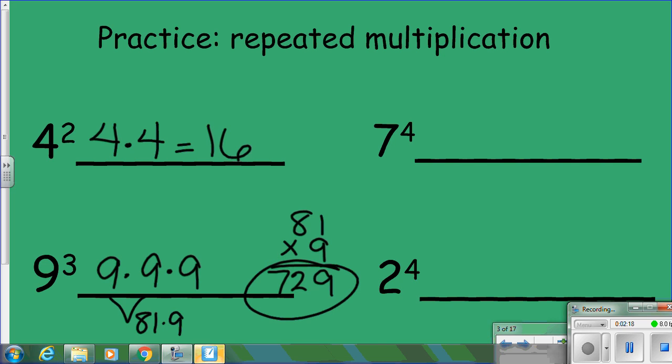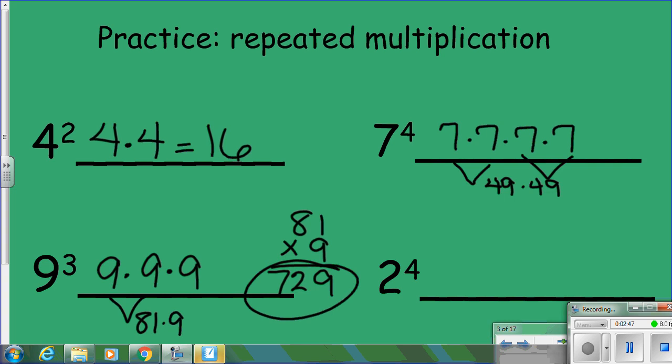So 7 to the 4th power looks like what? 7 times 7 times 7 times 7. It's going to be a big number. It's not going to be 28. What's 7 times 7? 49. Now, you could chunk these two 7s together and multiply 49 times 49. Or you can multiply 49 times 7, get an answer, and then multiply that by 7. Depends on your comfort level.